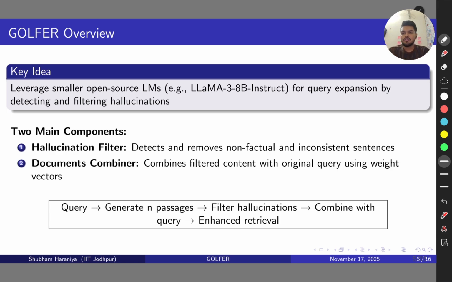There are two components in GOLFer. The first one is the hallucination filter and the second one is the document combiner. The hallucination filter detects and removes the non-factual and inconsistent sentences. The document combiner combines the filtered content with the original query using a weight vector. So this is the flow of the query. How does the flow of the query work? First we give the query to the LLM, which generates n passages, and then we filter the hallucination, combine with the query, and enhance our retrieval, right?